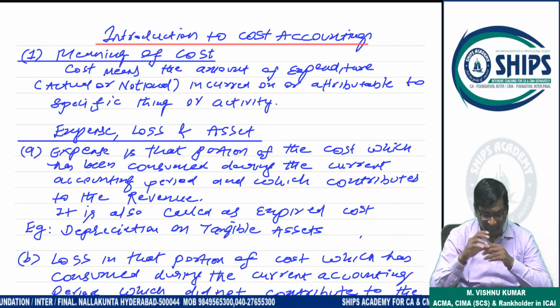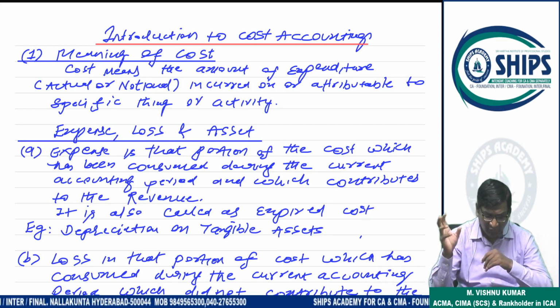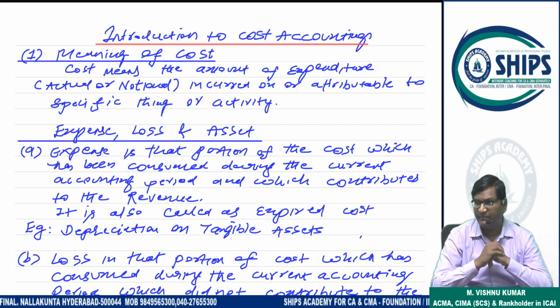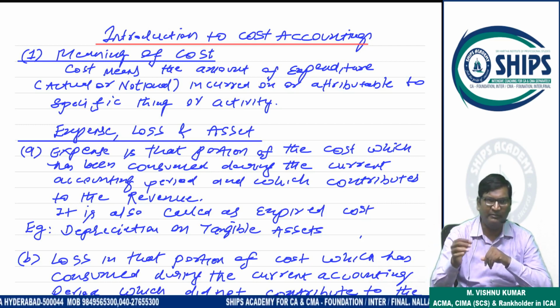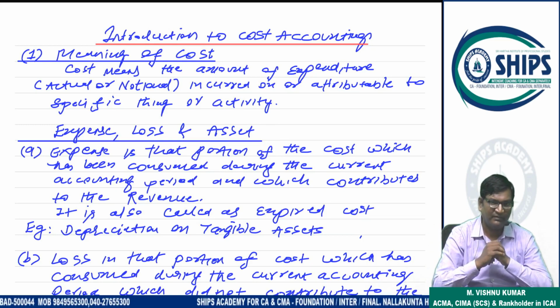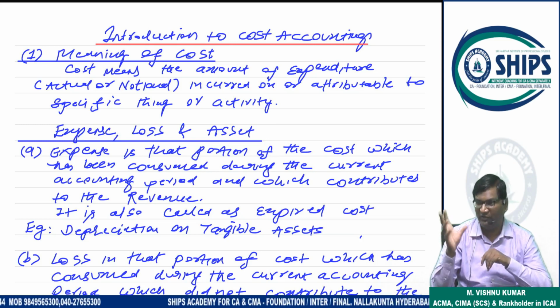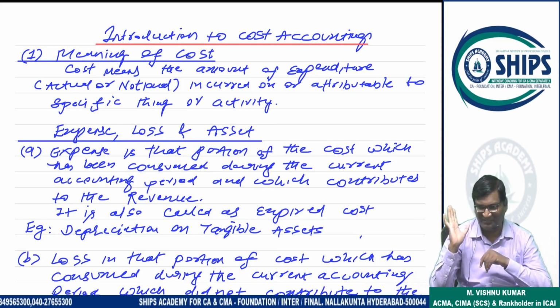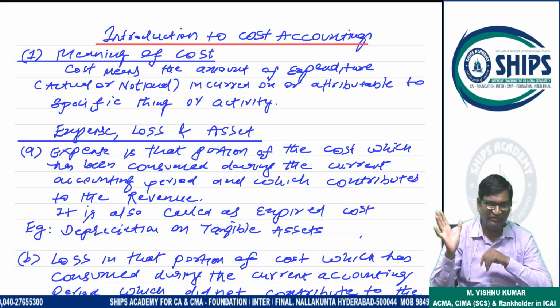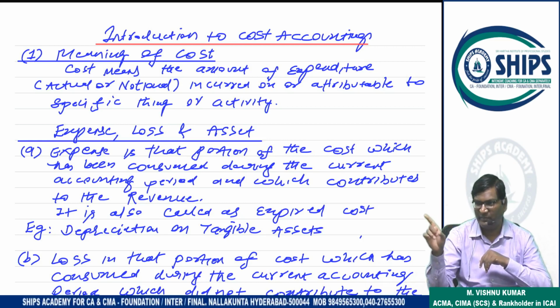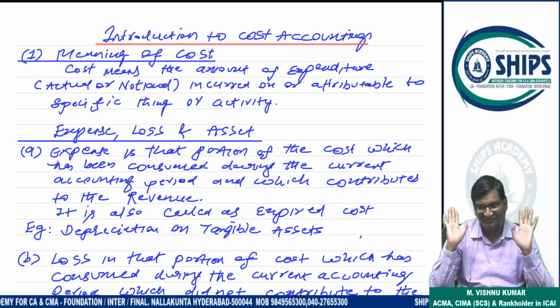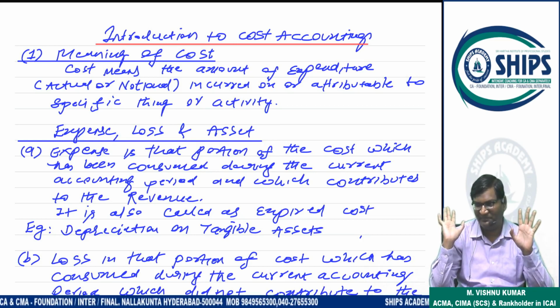And one of the very big advantages for the cost and management accounting profession is, here you will not have small clients. Always you are dealing with big clients only. Because a manufacturer is not a small person. A manufacturer is always a big client. A service provider is also always a big client. So a management accountant will deal with big clients only.